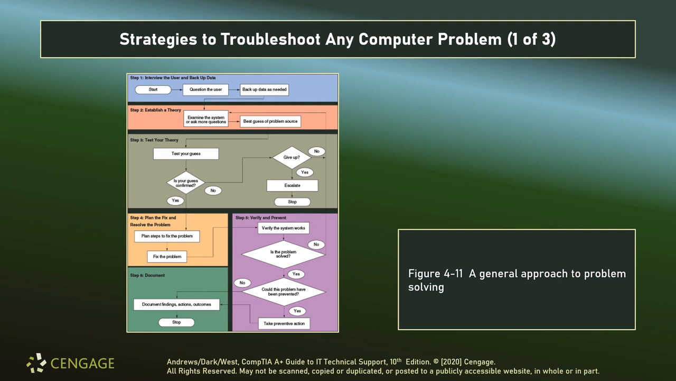So step 3 is testing that theory. We're going to go ahead and check and see if our guess might be right. If it is, that's great. We can move forward to step 4. If not, we have to move over into a different step. Are we going to give up? No, that means we loop back to step 2 and come back again.